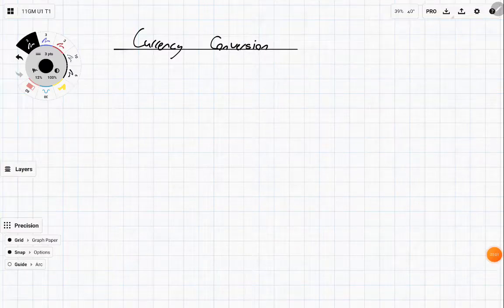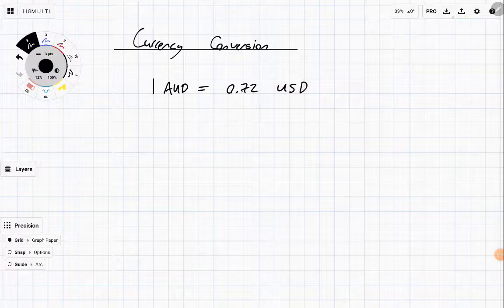Alrighty, let's talk about currency conversion. Every single country has its very own currency, and each of these converts in very different ways. For example, one Australian dollar, one AUD, is currently the equivalent of 0.72 USD, American dollars. It's going to change. So our dollar is worth less than theirs, because one Australian dollar isn't even worth one US dollar. So how do we convert between these two?